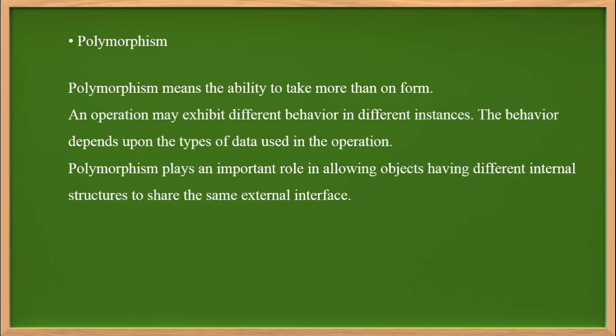Polymorphism. Polymorphism is another important object-oriented programming concept. Polymorphism means the ability to take more than one form. An operation may exhibit different behavior in different instances. The behavior depends upon the types of data used in the operation.